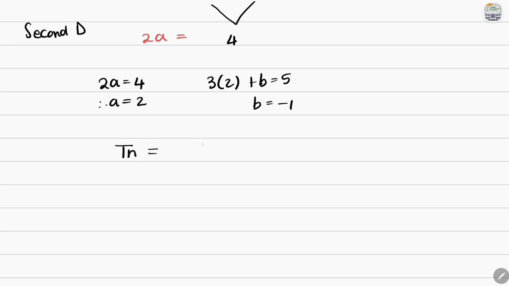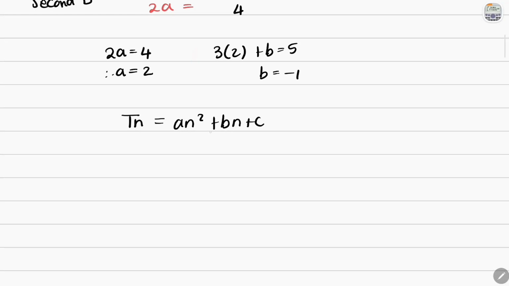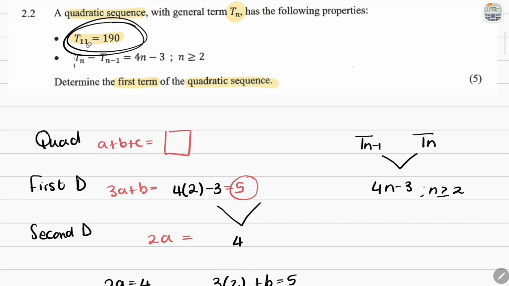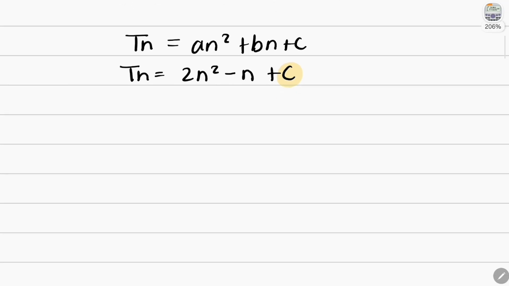Okay, so Tn is going to be in the form of an squared plus bn plus c, because it's a quadratic pattern. So its Tn formula is Tn equals 2n squared minus n plus c. Do you see that c is the only missing thing here? So we can find c so that we can find the first term. We'll find c by substituting this. Term 11 is equal to 190.